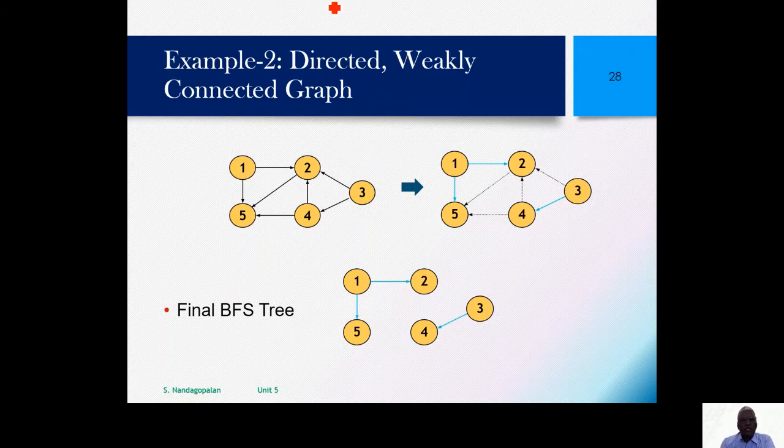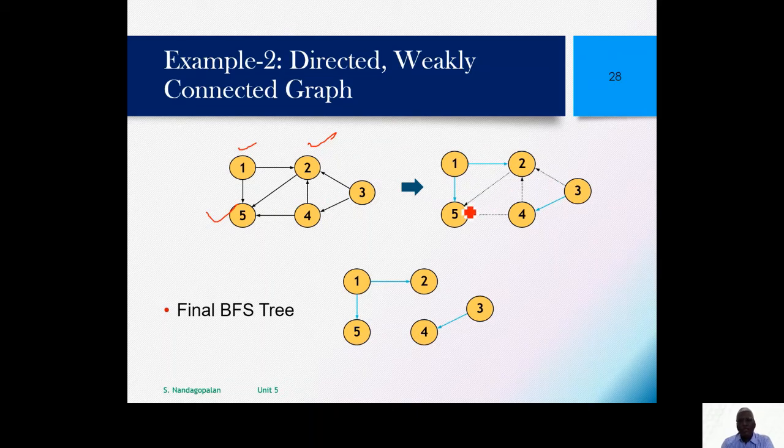So the next scenario is directed but weakly connected. So that doesn't matter. Again, supposing if you start from 1, the adjacent vertices are 2 and 5. So BFS would visit 2 and 5. So 2 is first in the queue, so it tries to find out whether any, so 2 and 5 visited. And from 2, can I have any adjacent vertices? No, because there is no outgoing edge, and hence I wind up. So this is one connected component. 1, 2, 5 is one connected component.